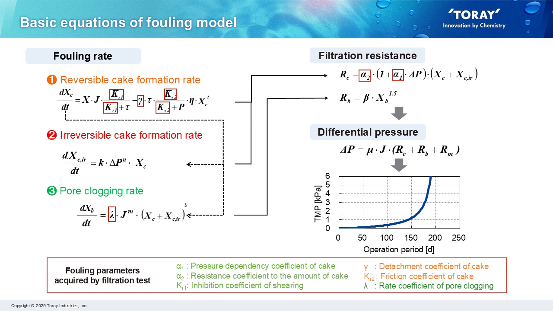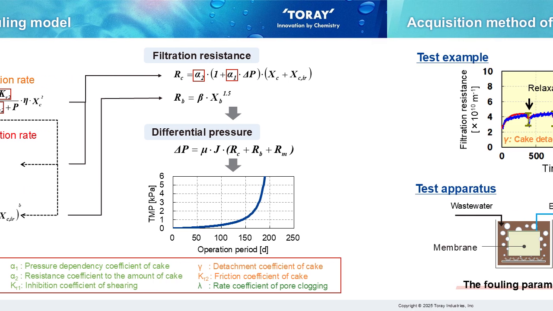Alpha 1 is used to describe the pressure dependency coefficient of cake. Alpha 2 is the resistance coefficient to the amount of cake. K tau 1 is the inhibition coefficient of shearing. K tau 2 is the friction coefficient of cake. Gamma is the detachment coefficient of cake. And lambda is the rate coefficient of pore clogging. We define these parameters as fouling parameters.